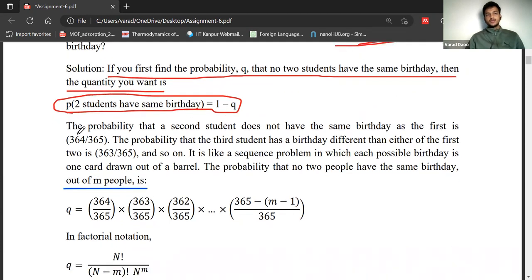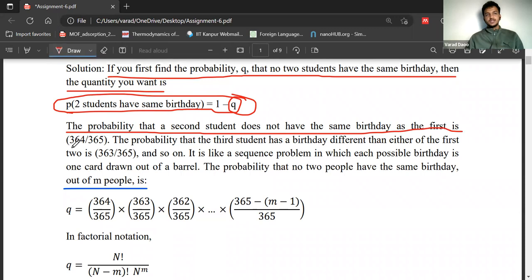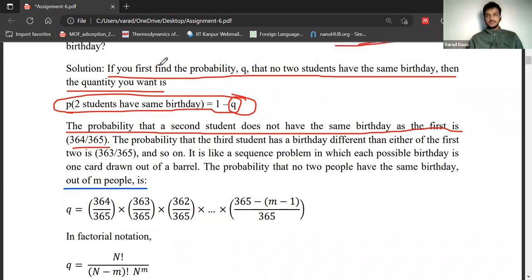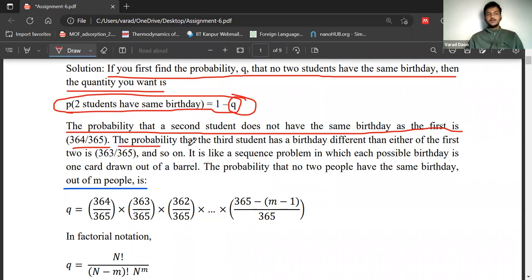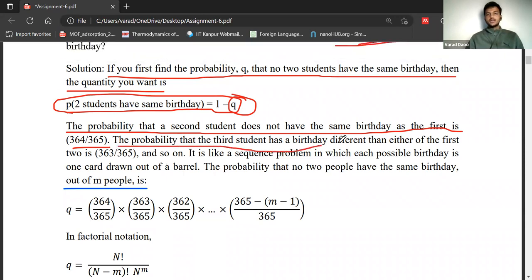So then we focus on, rather than finding p, finding the value of q. So how do we find the value of q? q will be the probability that a second student does not have the same birthday as the first one, because we have to exclude the date where the first student has the birthday, right? Subsequently, the probability that the third student has a birthday different from either of the first two is 363 by 365, right?